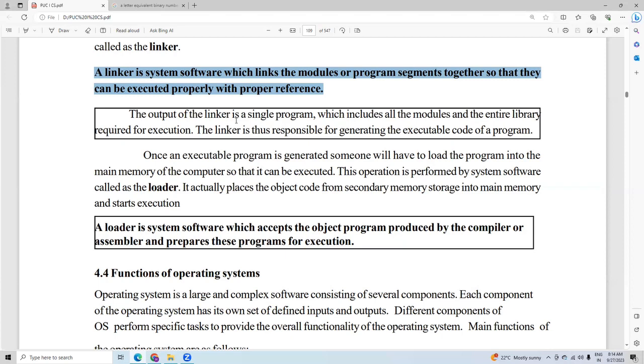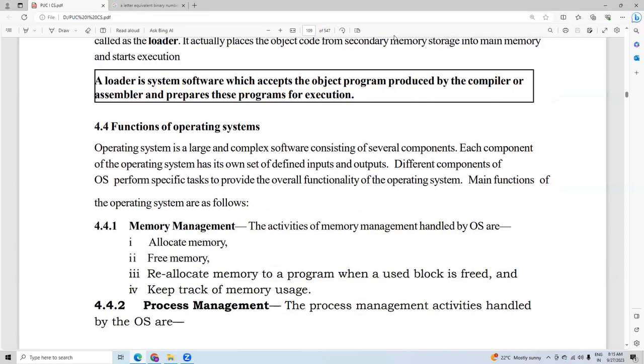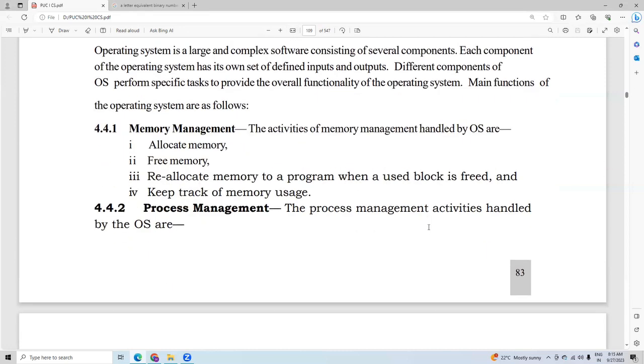Once an executable program is generated, someone will have to load that program into the main memory so that your CPU can execute or process it to produce the final result. That is done by another system software called the loader, right? It places the object code from secondary memory into the primary memory, that is RAM, and starts the execution. That is what the loader does. So what are the functions of the OS, what all will it do?